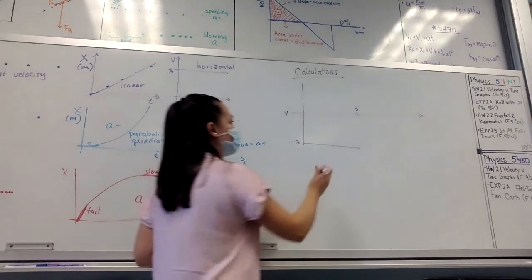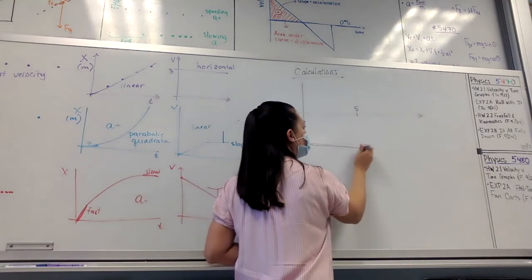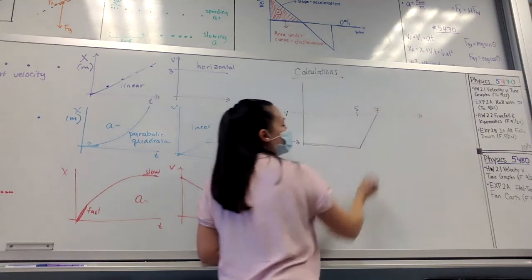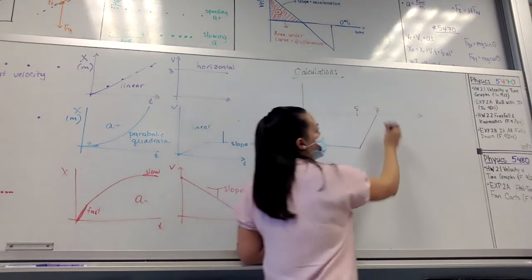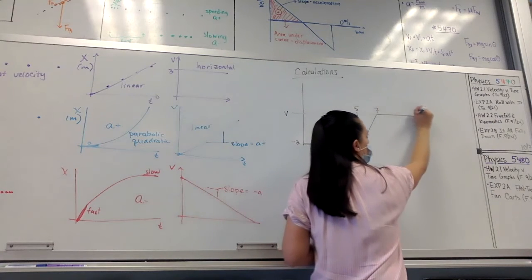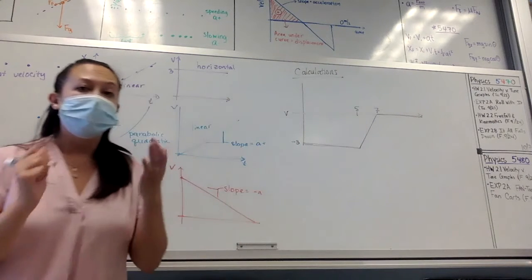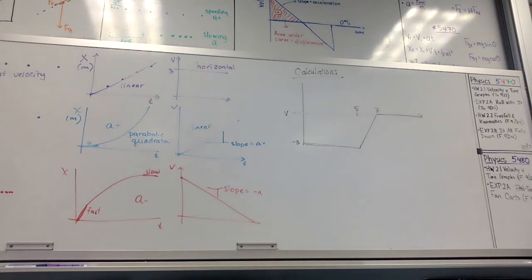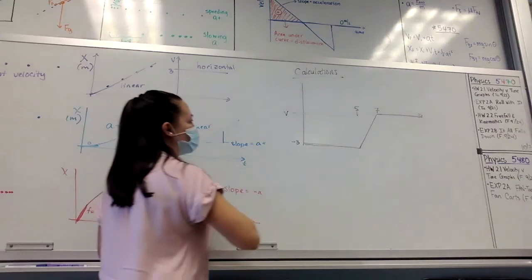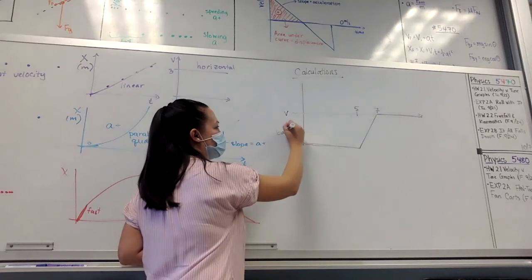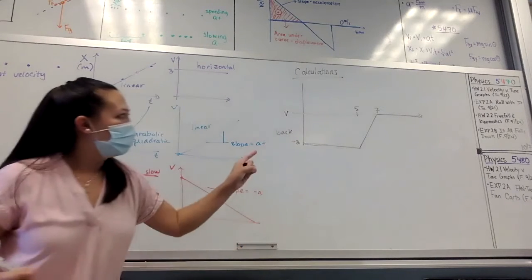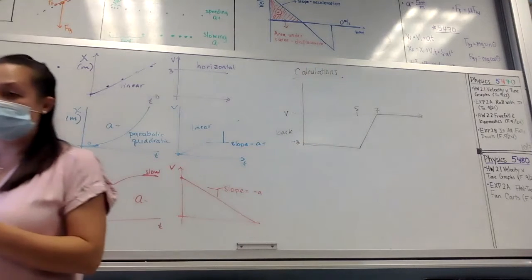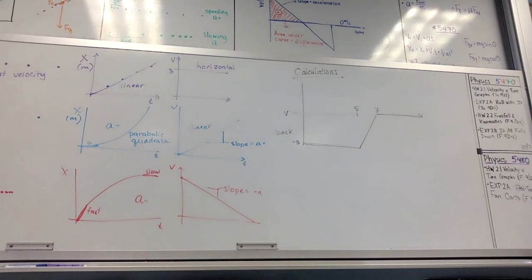Then my object is going to slow to a stop over the next 2 seconds, so from 5 to 7 seconds. Once it's stopped, we're going to let it rest. Things I should be able to do with a velocity versus time graph are recognize that this negative means it's moving backward. I should be able to calculate the slope, which is the acceleration of each section. So let's do that one.